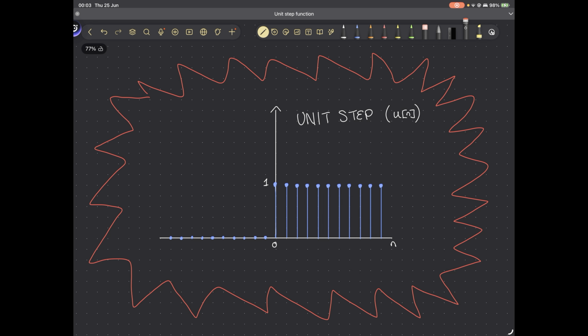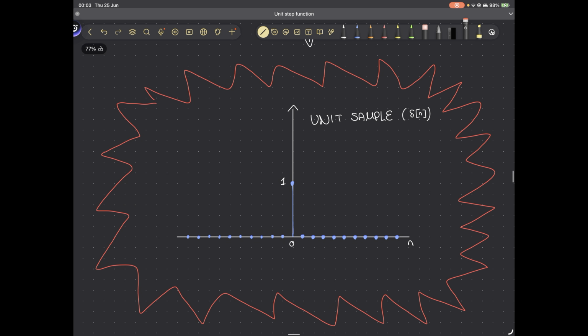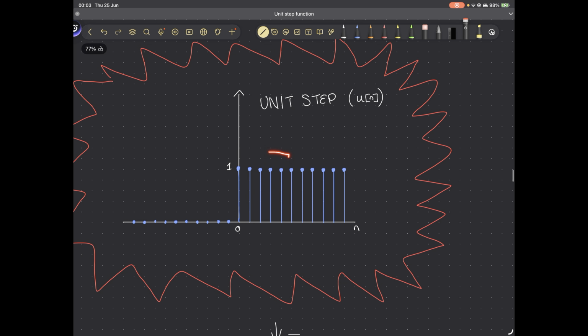The trick is to use a unit impulse, otherwise known as a unit sample. Just like a unit step, a unit impulse is 0 everywhere where n is less than 0, only now so after 0 as well. So if we could somehow stagger these delta functions one after the other for each index beyond 0, we should get a unit step.